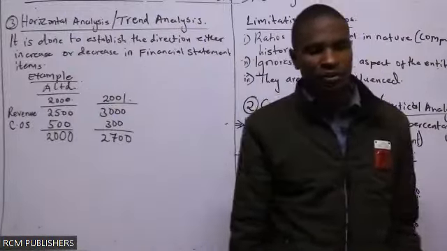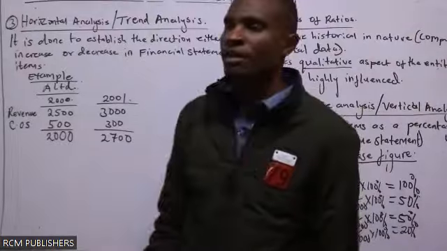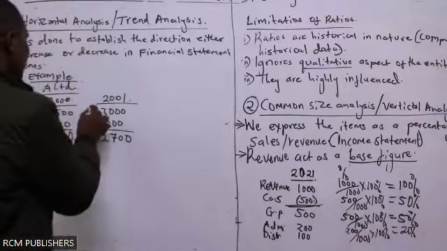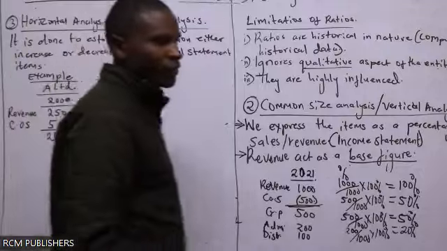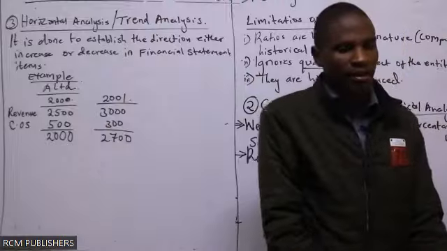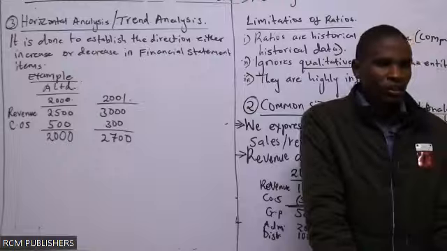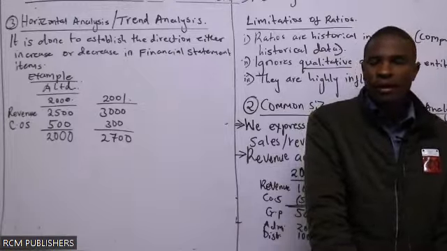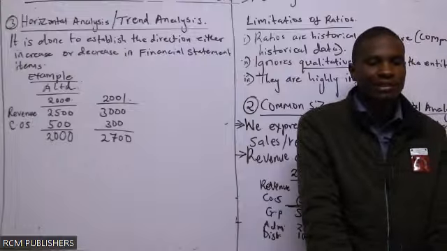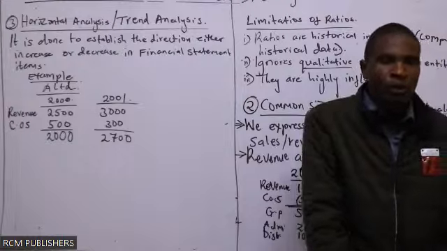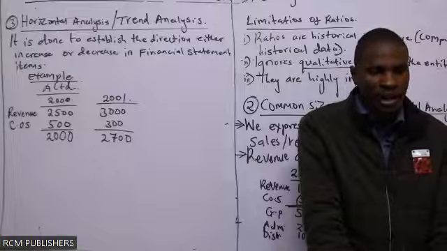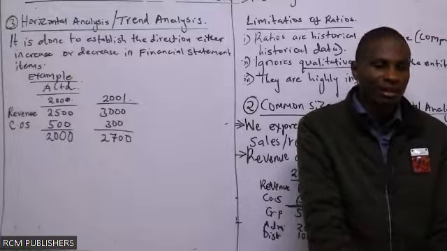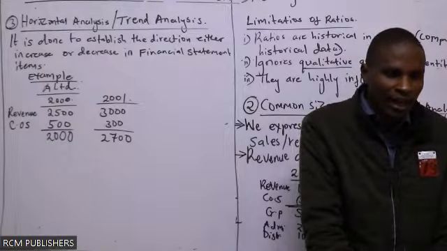So the first thing that you need to look at here is what is the increase or what is the decrease. Was there an increase or a decrease in the first item? Yes, an increase. So in 2000 we had a revenue of 2,500. But when you look at 2001, the revenue increased to 3,000.